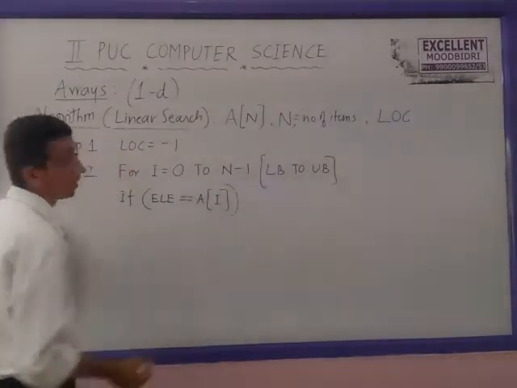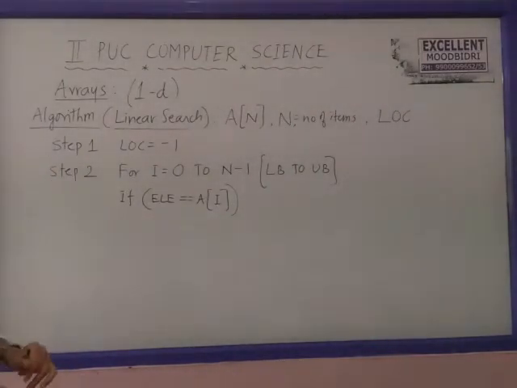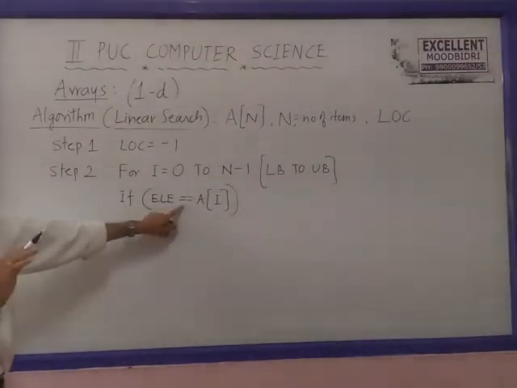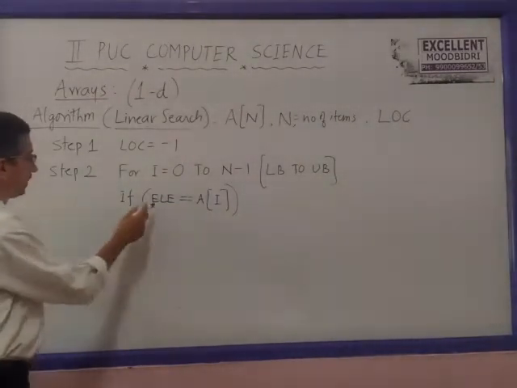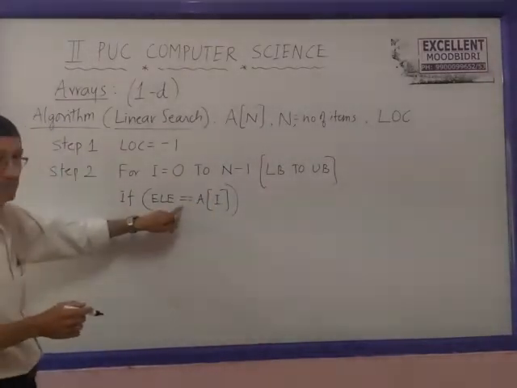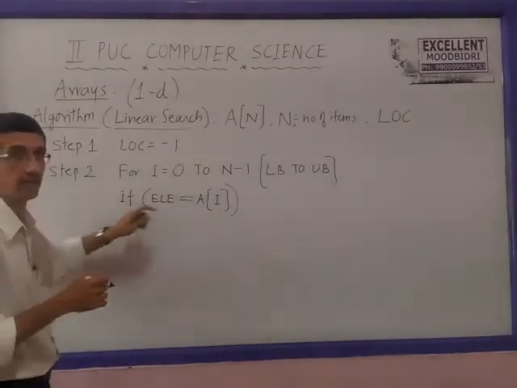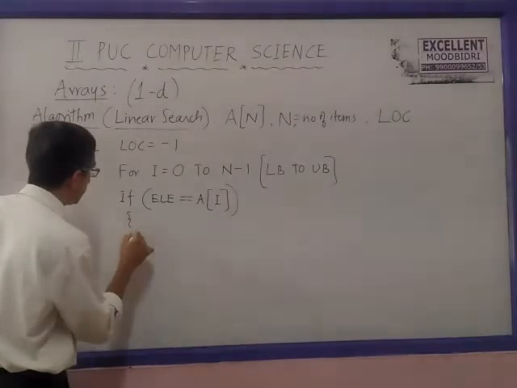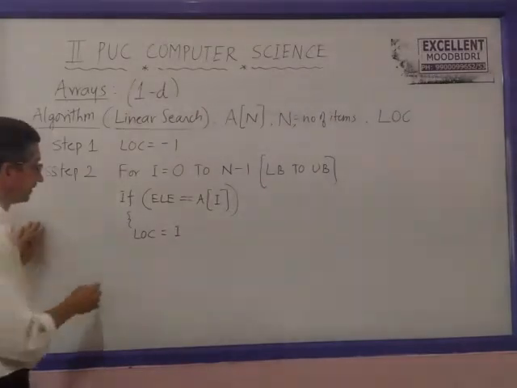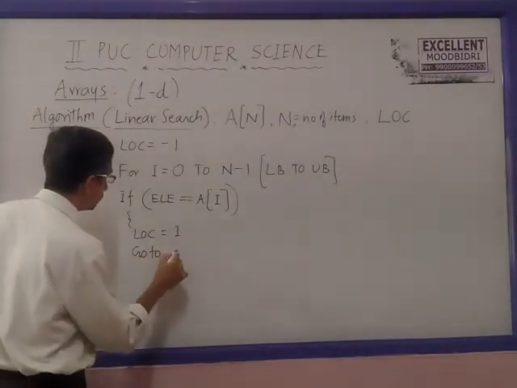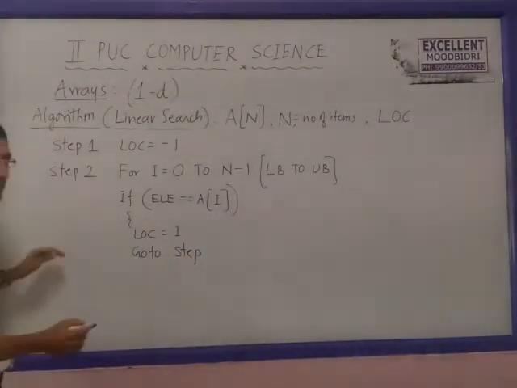Single equal to is also okay because we are not writing the programming statements here. These are the algorithm statements. Even if you write single equal to, this is not a problem. It is only for the sake of understanding the logic that we are writing the algorithm. If element is equal to A of I, then the comparison where it is found, we require this I, correct? Then location is equal to I. And go to step 3.